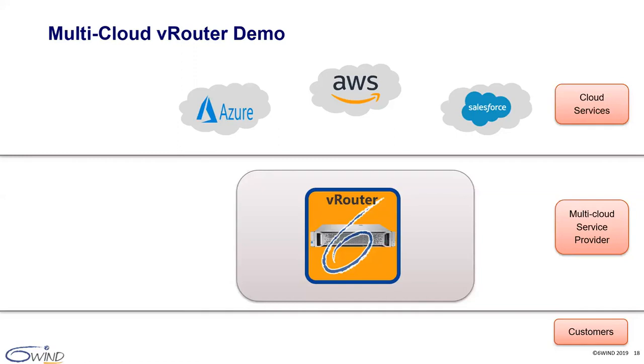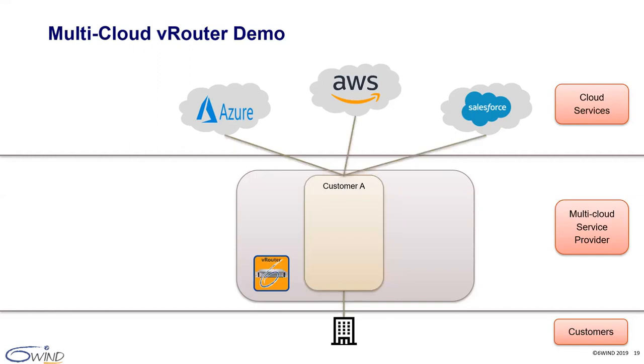So in this demo, we will show you a vRouter running in the multi-cloud service provider network, providing cloud connectivity to customers. We will start with customer A, who is connected to the three cloud services, Azure, AWS, and Salesforce. We will review the vRouter configuration using the CLI. We will see how customer A is isolated in its own VRF, how it is connected to the customer network and the clouds using VLANs and BGP, and how QoS is used to ensure the customer's SLA.